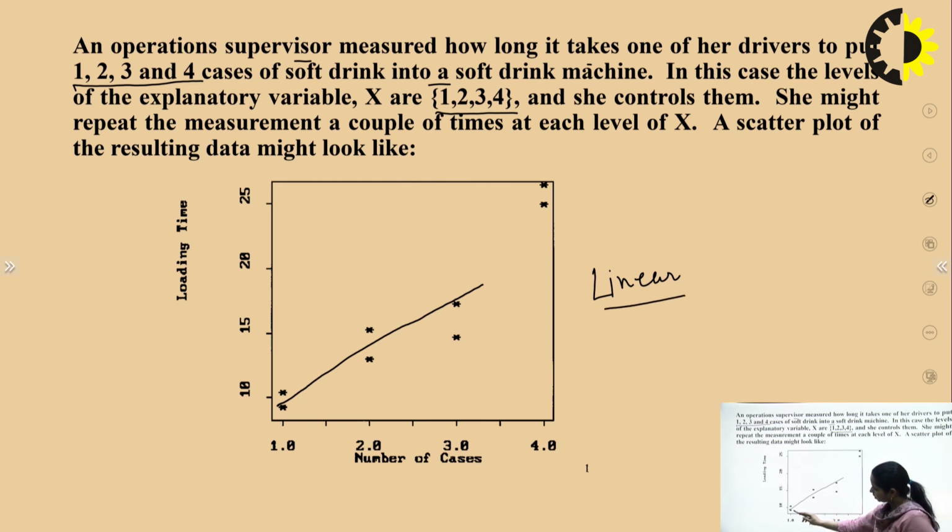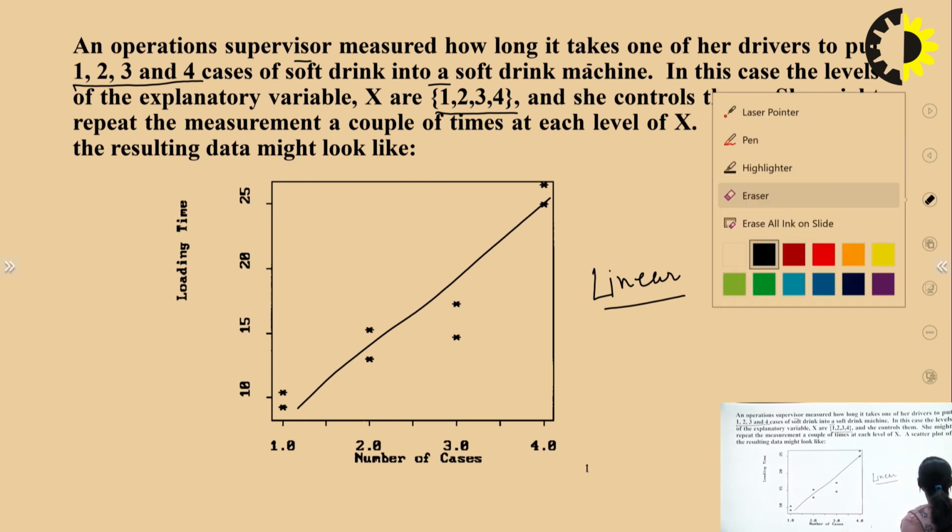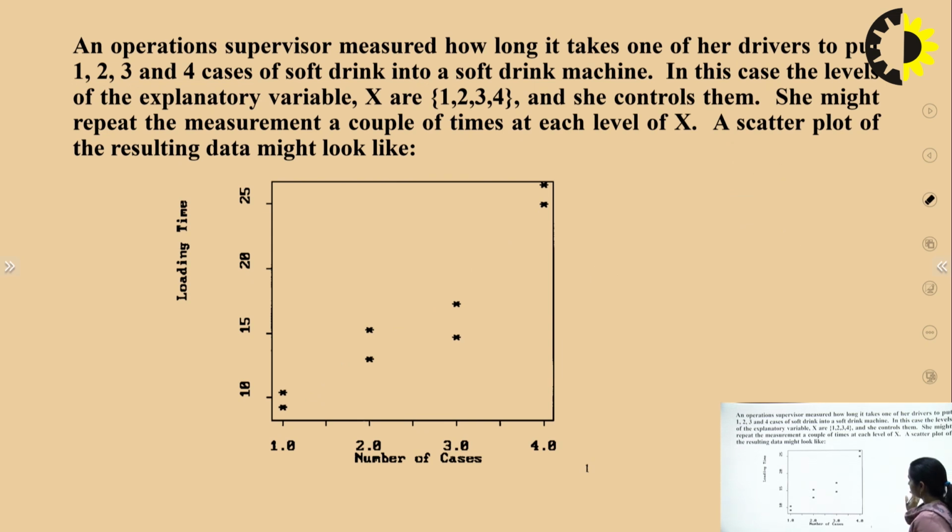If 1 is the case, then the loading time is 10. If 2 is the case, the loading time is approximately 15. If 3 is the case, then the loading time is 20, and so on. The line is still a straight line, right? So we can say that this is the linear regression.